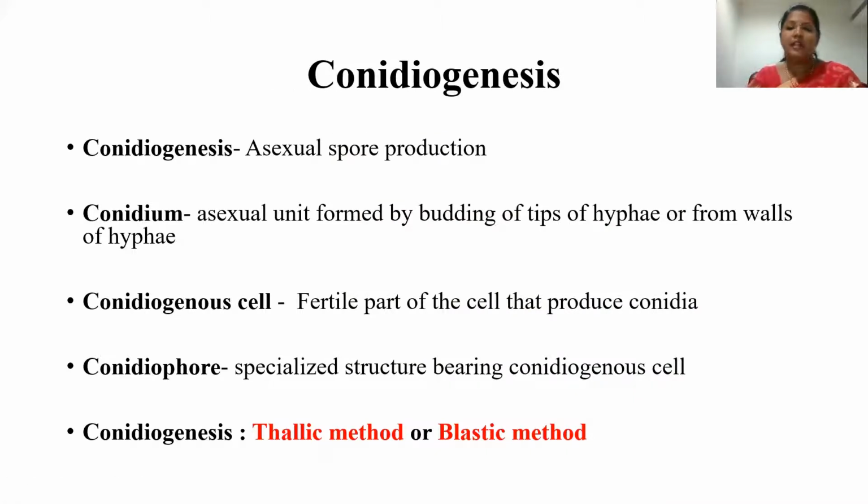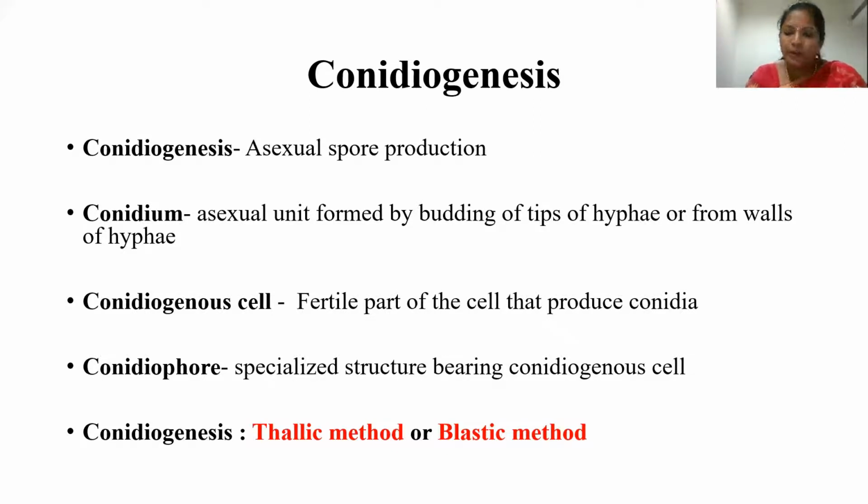So to understand the morphology of the fungi, we should know the process of conidiogenesis and sporogenesis. So what is conidiogenesis? It is the process of asexual spore production. It is called conidiogenesis. What is a conidiogenous cell? The fertile part of the cell that produces conidia is called a conidiogenous cell.